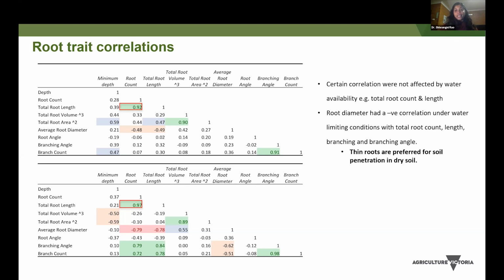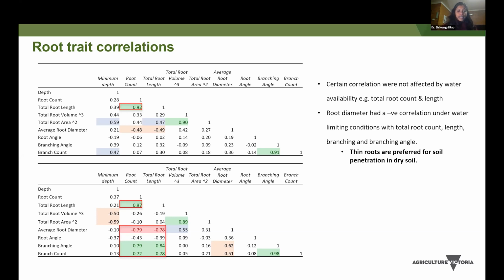This is something I haven't picked up when doing manual root counting, but with the CI-600, with the RootSnap software, it gives you root count alongside root length. So looking at the data that way is much easier, and it allows you to pick out things that you wouldn't pick out otherwise. The next interesting thing that I saw was that in a rain-fed situation, root count and total root length had a negative correlation with the average root diameter, indicating that in rain-fed conditions, roots were generally thinner and longer, whereas in irrigated conditions, roots were shorter and fatter.